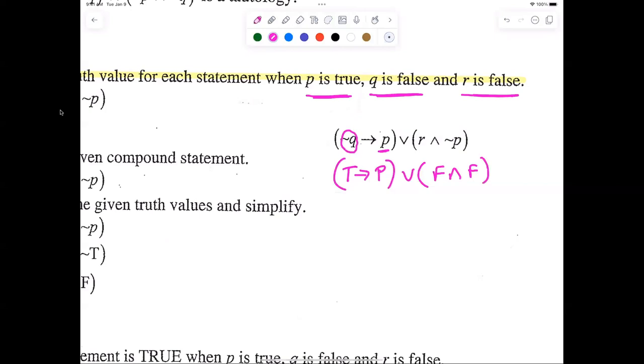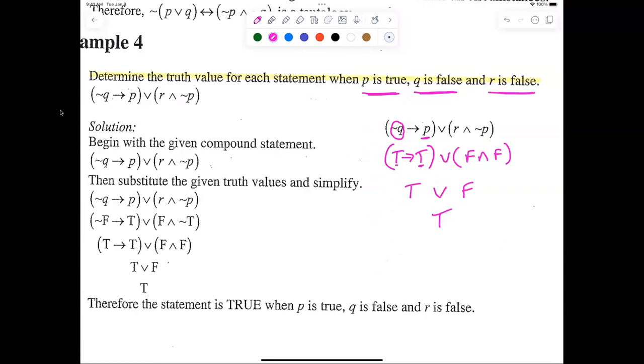Do we agree with that? Oh man, what did I say P was? What is P supposed to be here? True. Okay. So now I have this. If true, then true. What is that? True, right? Everybody's good? This is an or statement: false or false is false. True or false is true. Oh, that's just super easy.